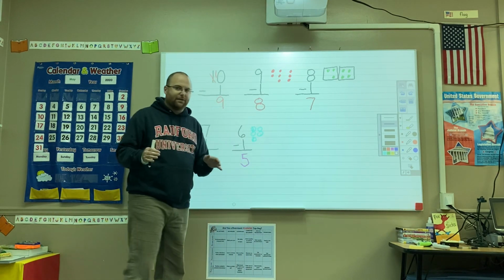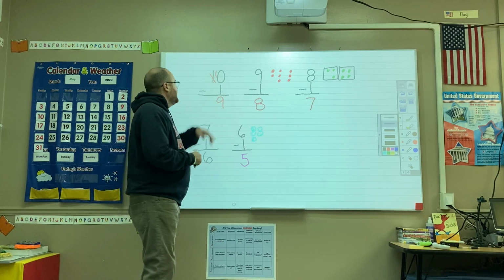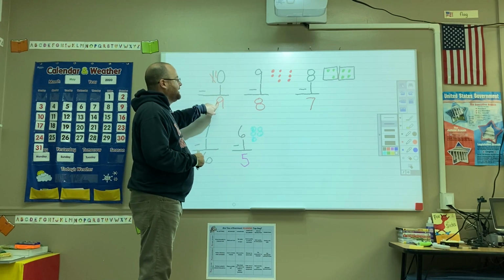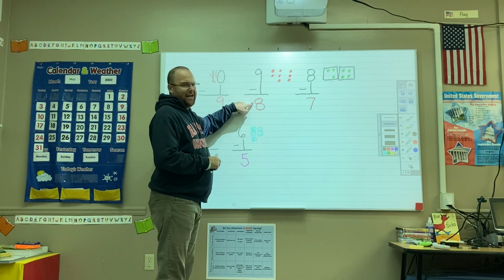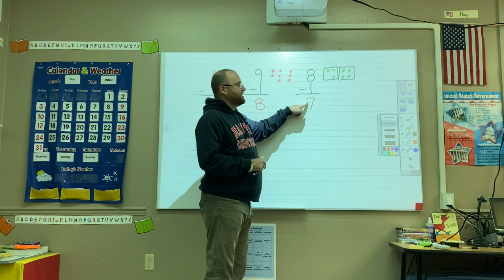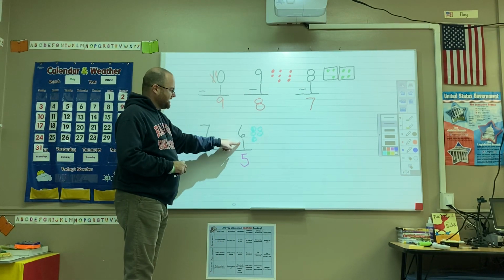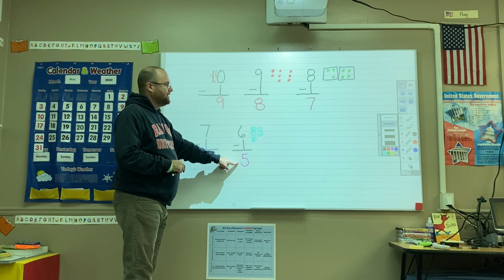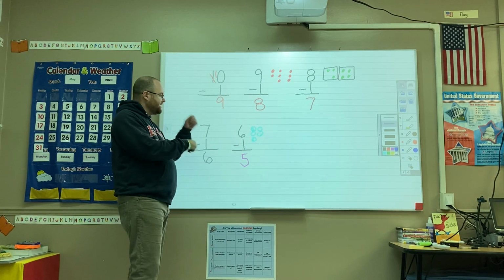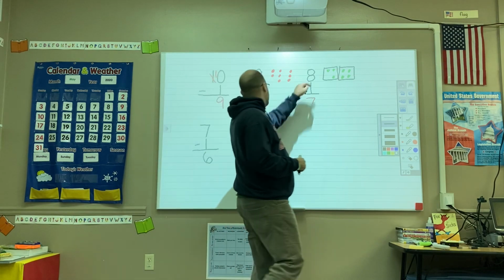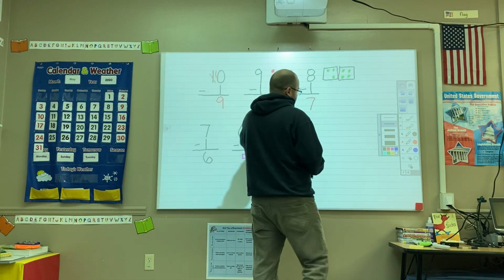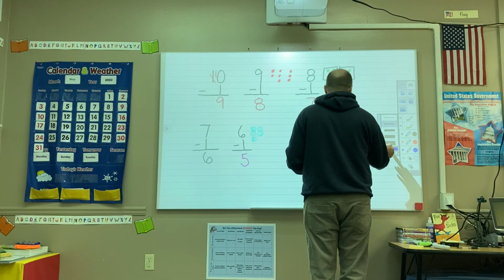Now there's definitely a pattern here that I'm seeing. 10 minus 1 was 9. 9 minus 1 was 8. 8 minus 1 was 7. 7 minus 1 was 6. 6 minus 1 was 5. It's just the number before it. If these numbers were going in order, then the answer was going in order as well. All right, let's do one more.